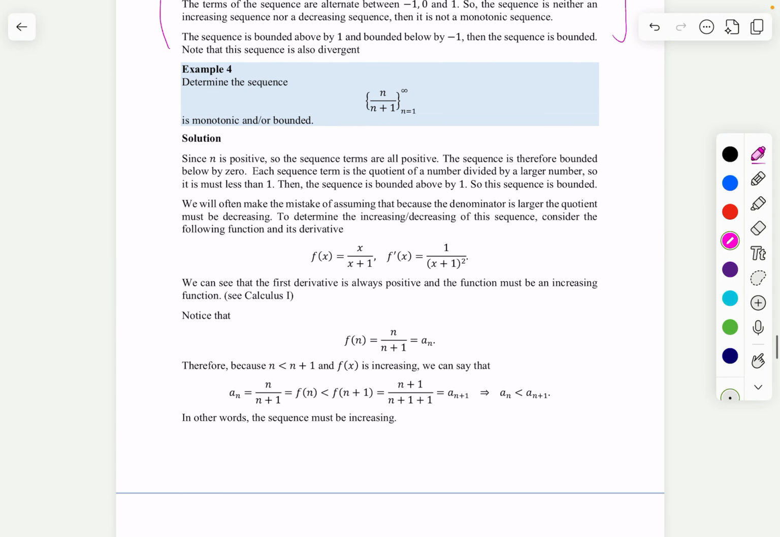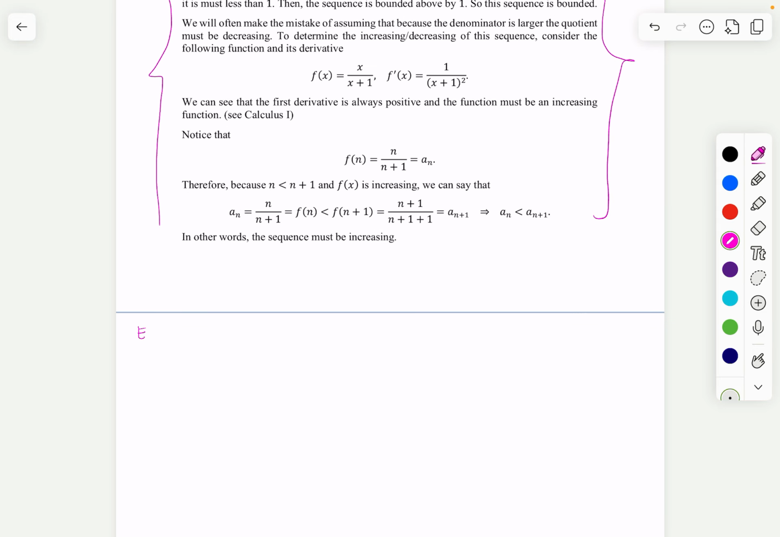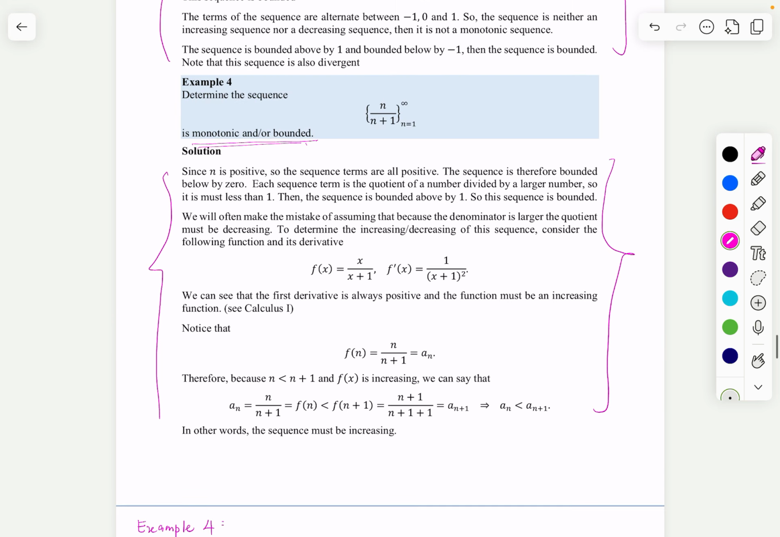Okay, next we go to example 4. Example 4: determine if the sequence is monotonic and bounded. So the same thing. Let us try to do this one. You can also try to read the solution, but let us do it together using the other comprehensive way. But actually I think it is the same. Okay, we do it together again.